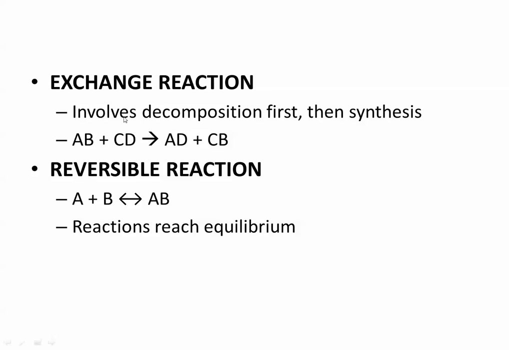So we talked about the exchange and reversible reactions as well. And an exchange reaction simply involves first a decomposition and then a synthesis reaction. This is simply where you take reactants made up, say, of two components each, in this case A and B, and C and D, and then we just exchange the components. So A now has D, and C now is associated with B. So we have the products AD and CB.